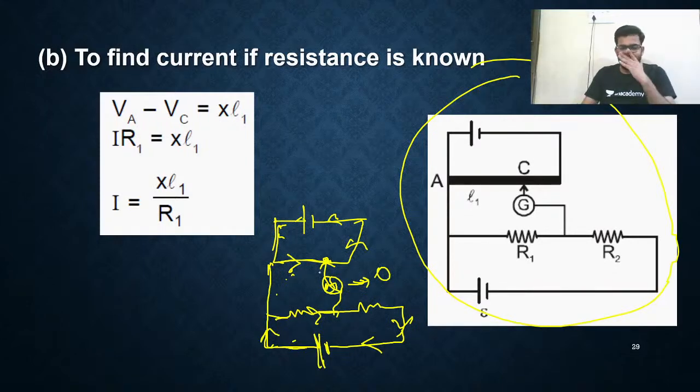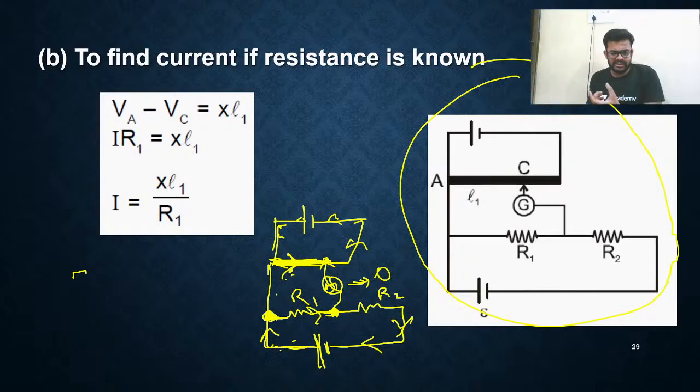Okay. Why? Its reason is whatever potential difference is there in this much length, the same potential difference will be here across this resistance. So that's all I wanted to say. So this is R1, this is R2. Now you can find it easily. So what you will do? So you will say that for this balancing length, directly you can find it.